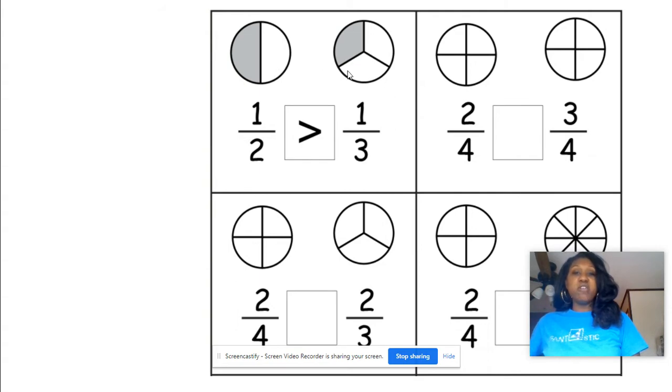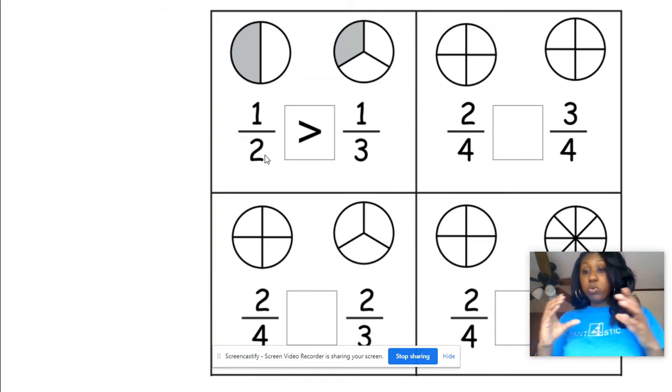And you can see up here visually how that looks. 1/2 is more than 1/3, even though they both have 1 at the top. They're not the same because their denominator's different. The denominator always tells us how many equal shares a whole is cut up into. So let's try the next one together.